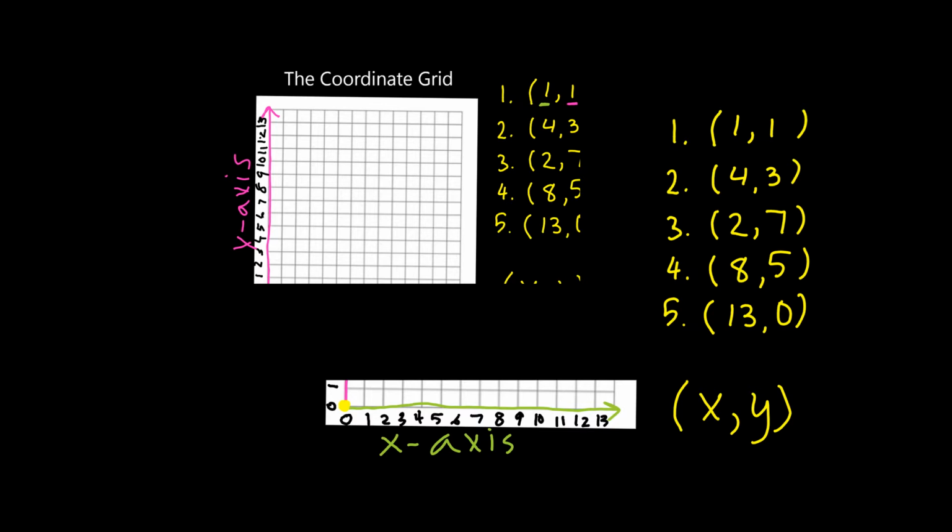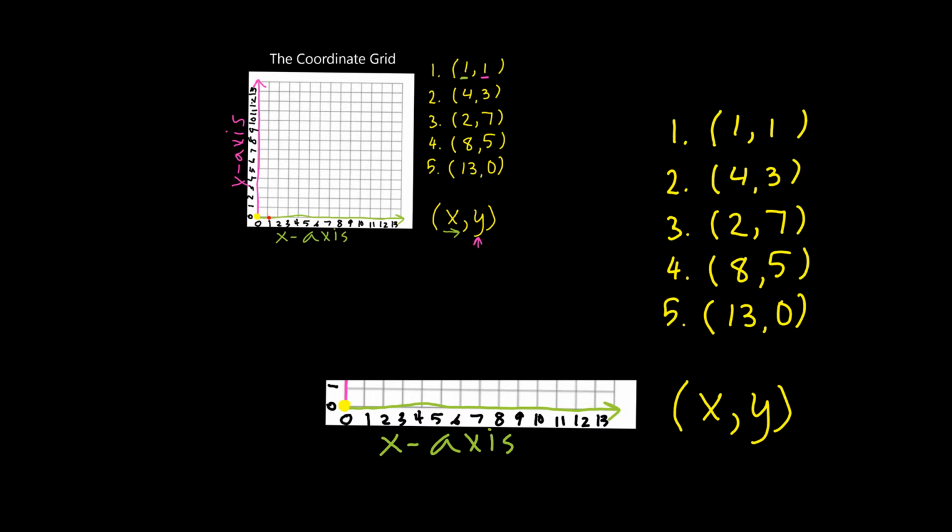So when I go and plot this point, I need to know that I'm going to go to the right or horizontal for my x value, and then I'm going to go up for my y value. Okay? So now, let's go ahead and plot point 1, 1. So I go to the right 1 value, and up 1 value. And I should end at the point 1, 1. Go ahead and put that in there. That is the point 1, 1.